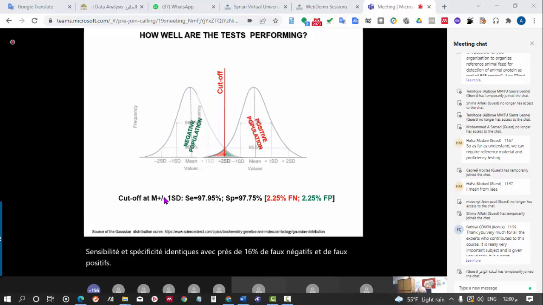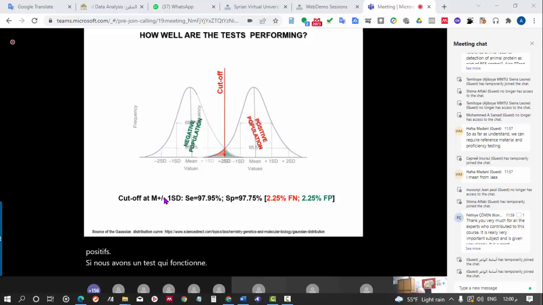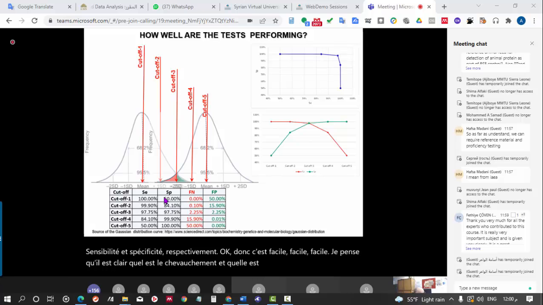If we have a test that performs an overlap of two standard deviations, so only one standard deviation overlap, we will have a test with 97.5% and 95% sensitivity and specificity respectively. Okay, so it's easy. I think it's clear what the overlap and the probability give us.